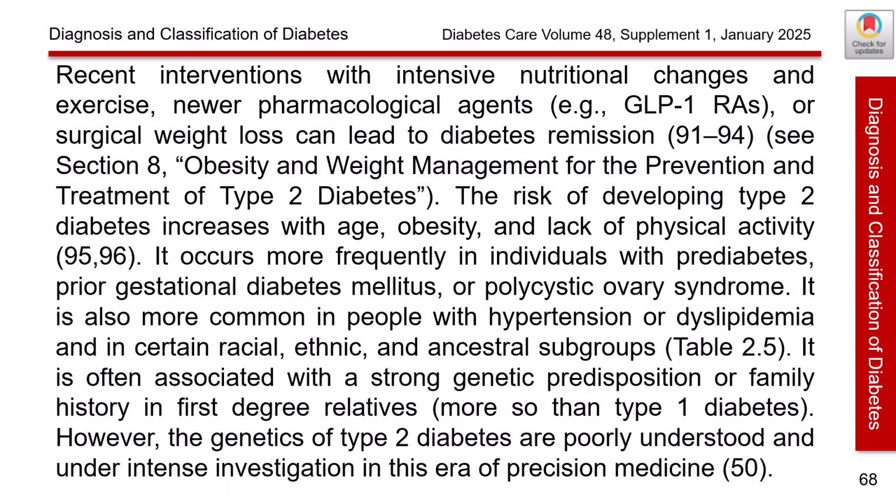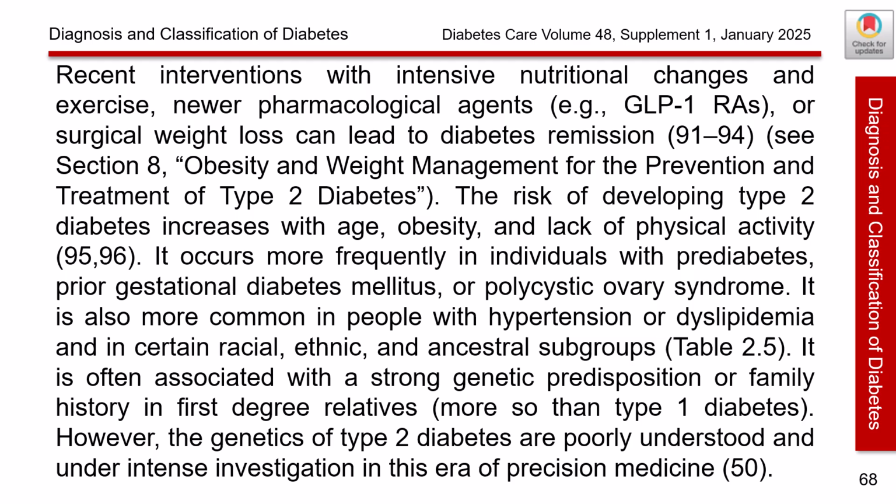Recent interventions with intensive nutritional changes and exercise, newer pharmacological agents, for example, glucagon-like peptide 1 receptor agonists, or surgical weight loss can lead to diabetes remission. See Section 8, Obesity and Weight Management for the Prevention and Treatment of Type 2 Diabetes. The risk of developing type 2 diabetes increases with age, obesity, and lack of physical activity.